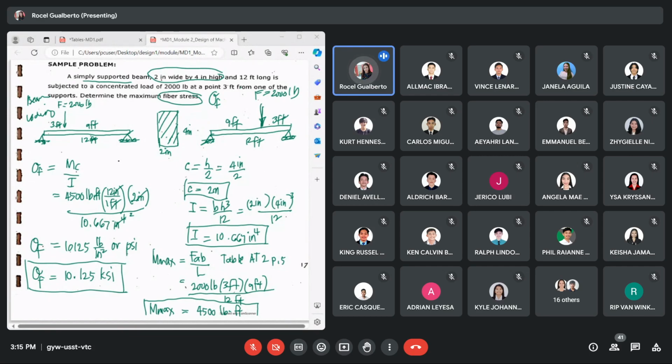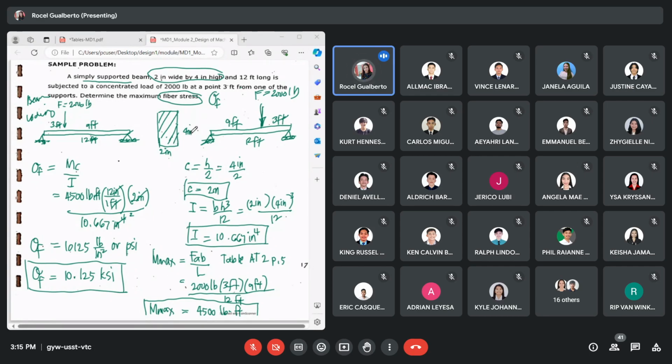Okay, so this is our last topic po kahapon. Okay, so we have here the sample problem. We have the simply supported beam, okay, and then loaded with 2,000 pounds, 3 feet from one end of the support. Okay, and then given initially the rectangular cross section 2 by 4.